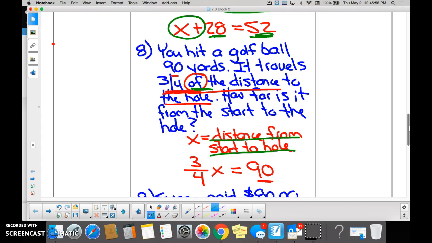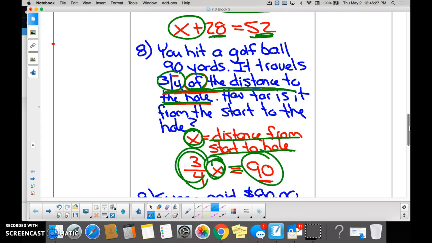So in this problem, it actually tells us, if you read this sentence right here, it tells you the equation. 3/4, right? What does of mean? Multiply. And what is the distance to the hole? X. So we did 3/4 times x. The last thing would be, what does that equal to? 90. Because we hit the ball 90 yards. So 3/4 of the total, so not quite the entire total, but 3/4 of the total was the 90 yards we hit the ball.